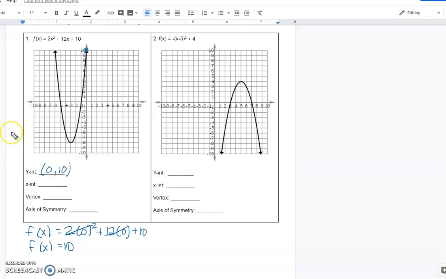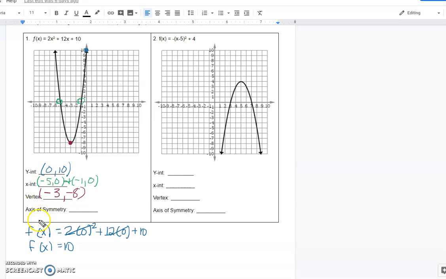Okay, my x-intercepts, that's where they cross the x-axis. And those are going to be at negative 5, 0 and negative 1, 0. And we can pull that off of the graph. The vertex is where it stops going down and starts going up. That's going to be at this point here, which is negative 3, negative 8.